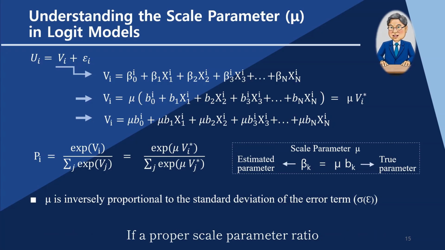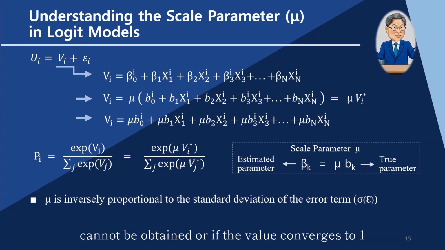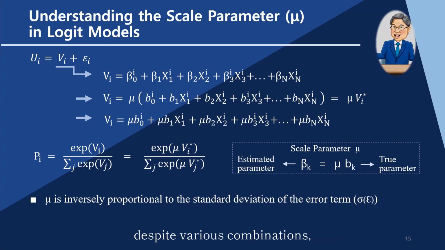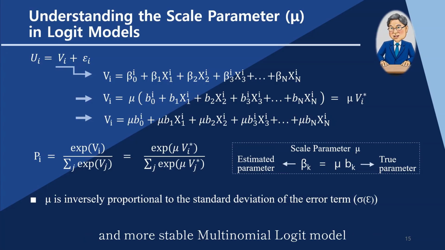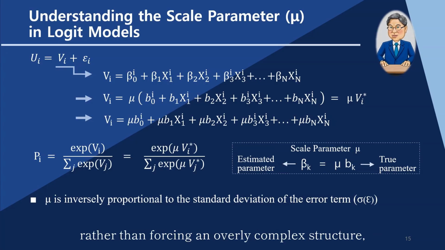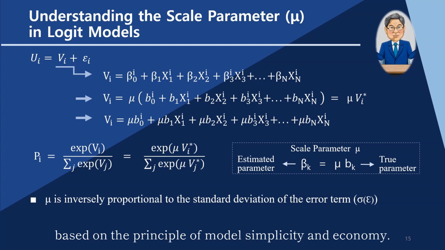If a proper scale parameter ratio cannot be obtained, or if the value converges to 1 despite various combinations, it is a practically rational decision to retain the simpler and more stable multinomial Logit model rather than forcing an overly complex structure based on the principle of model simplicity and economy.